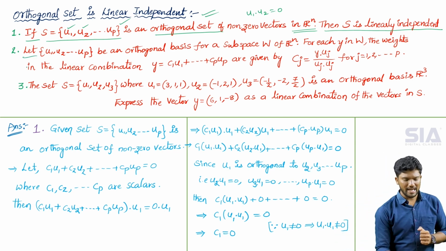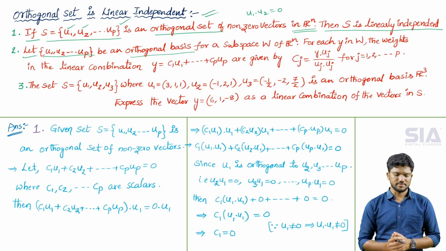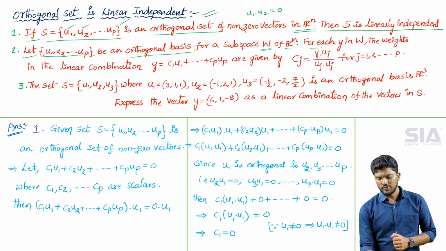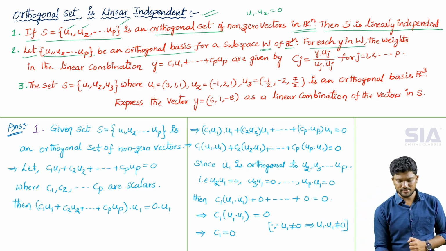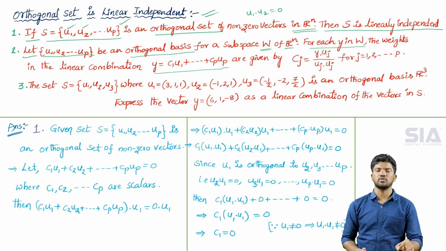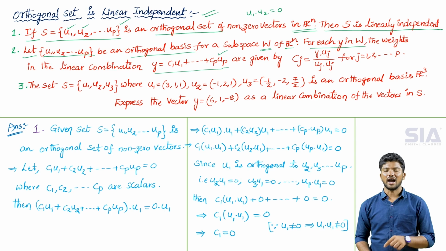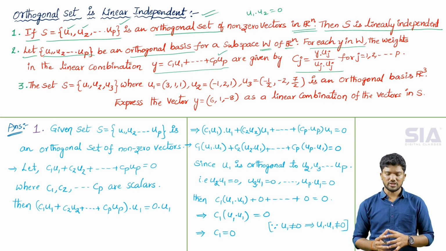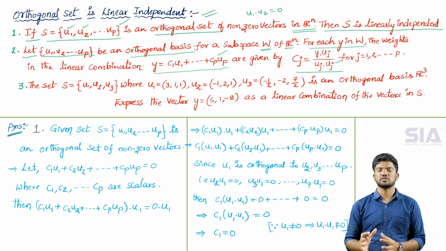Next, second problem: let u1, u2, up to u suffix p be an orthogonal basis for a subspace W of Rn. For each small y in W, the weights in the linear combination y equal to c1 u1 plus c2 u2 plus up to c suffix p u suffix p are given by c suffix j equal to y into u suffix j by u suffix j into u suffix j, for j equal to 1 up to p.